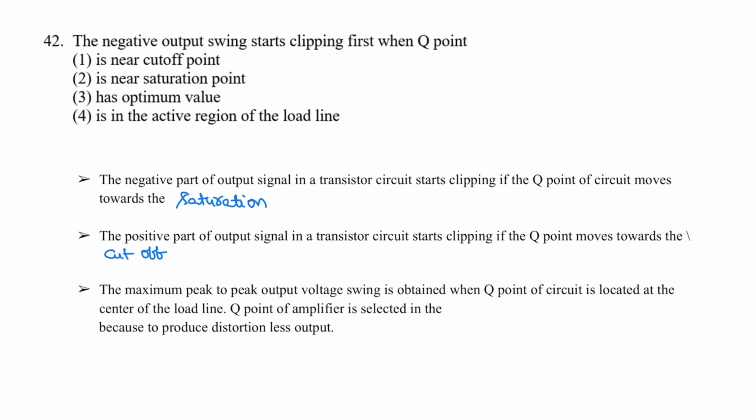The maximum peak to peak output voltage swing is obtained when the Q point of the circuit is located at the center of the load line. So the Q point of the amplifier is selected in the middle of the active region to produce a distortionless output. So the correct option is 2. If it is near the saturation region, then the negative output starts clipping.